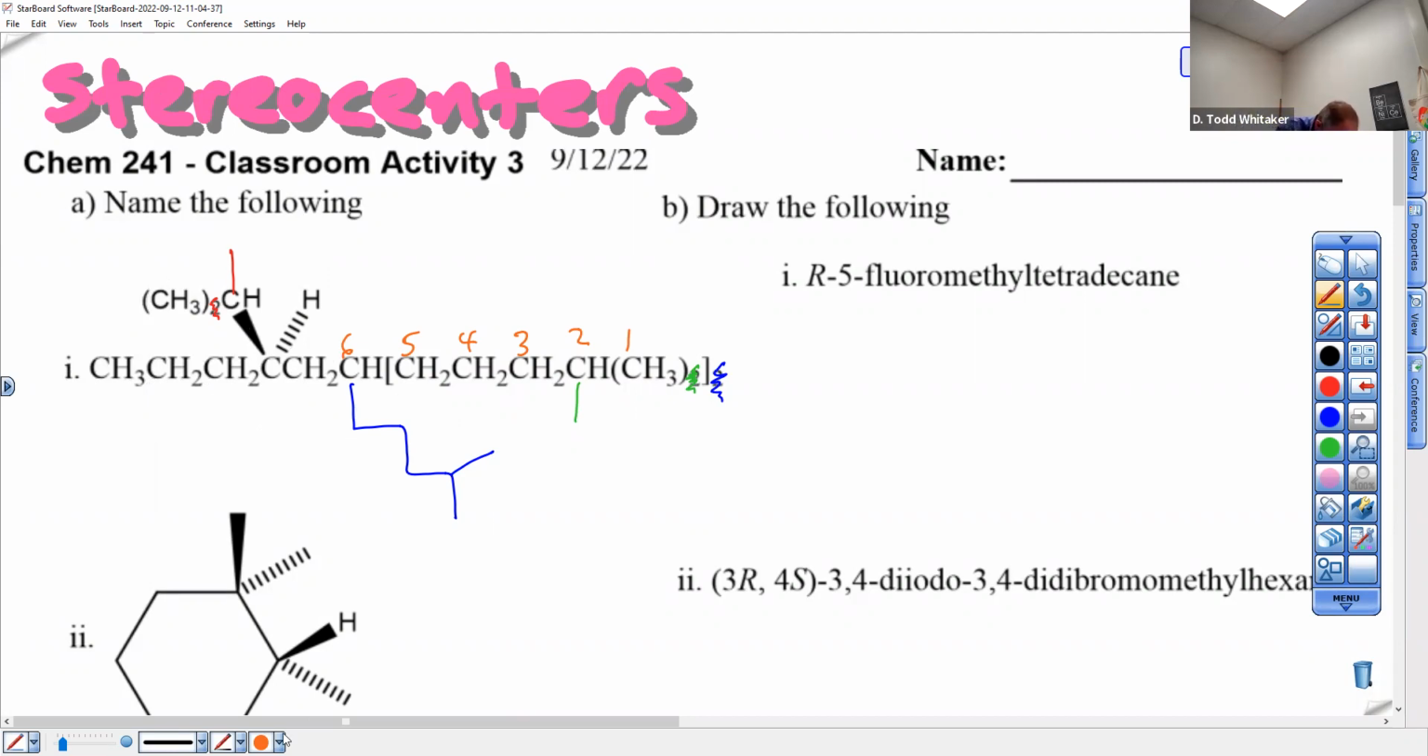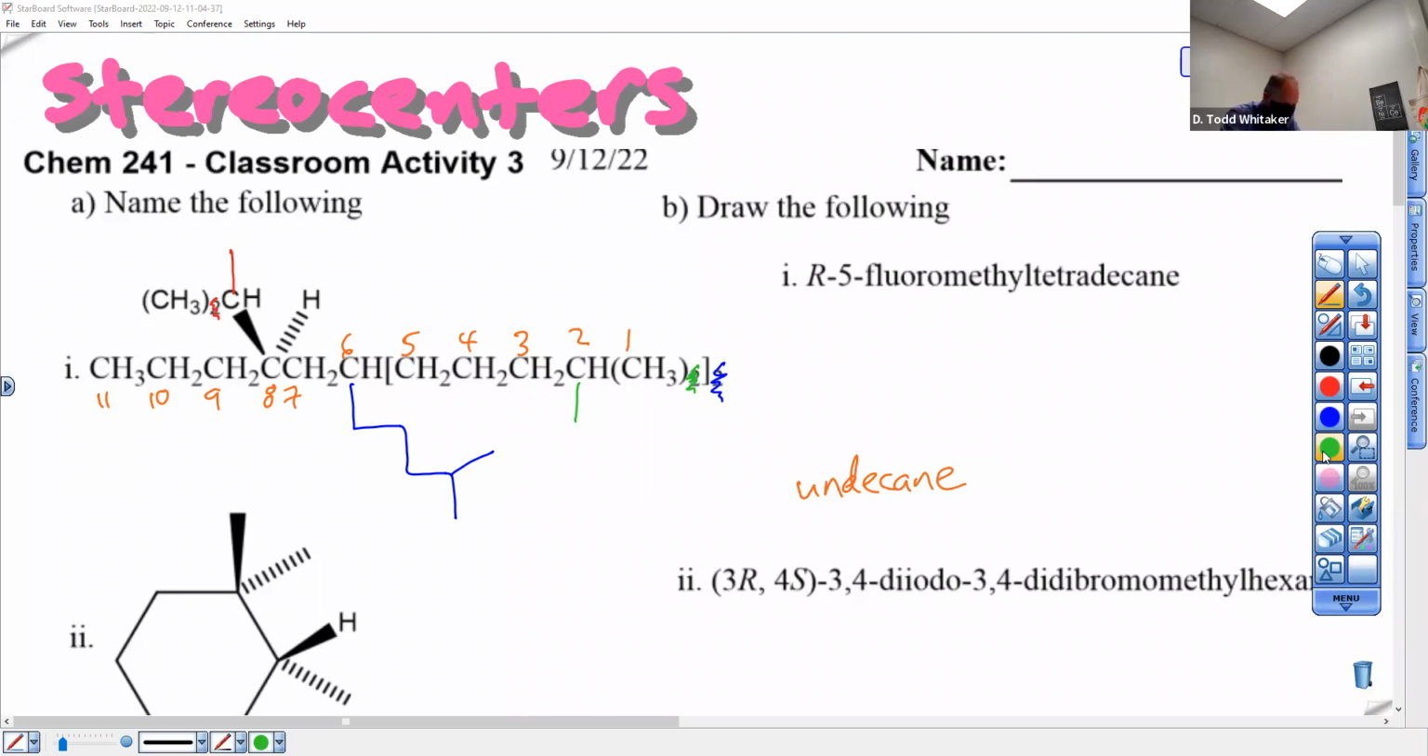So I'm just going to go 7, 8, 9, 10, 11. How do you say 11 carbon? Undecane. Don't even know where to put it. I'll put it here. Undecane. And what's that group on carbon 2? A methyl.